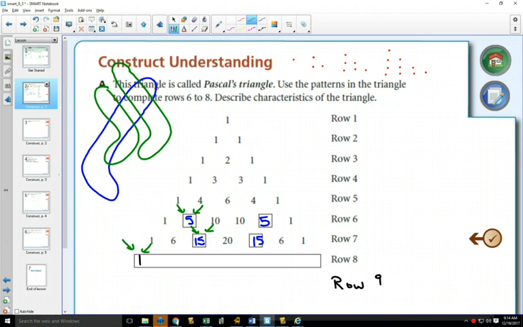Okay? 1, and then 7, 21, 35, 35, 21, 7, 1. And the next row, 1, 8, 28, 56, 70, 56, 28, 8, 1. So you'll find that the adding idea, where you just add the 2 above to get the next one, works out really nice. Where have we seen this adding idea before?